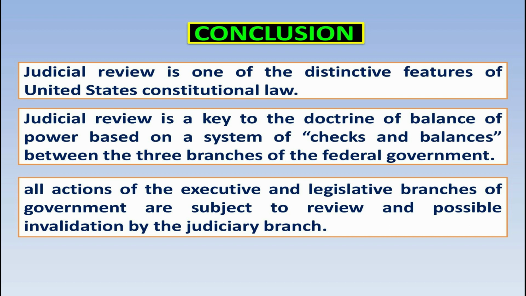Judicial review is the key to the doctrine of balance of power based on the system of checks and balances between the three branches of the federal government, and all the actions of the executive and legislative branches of the government are subject to review and possible invalidation by the judiciary branch.